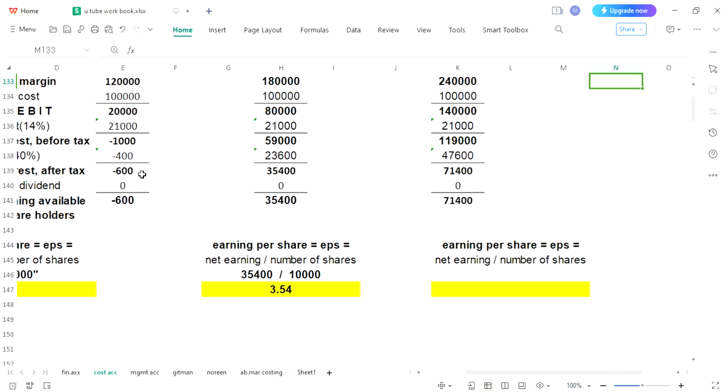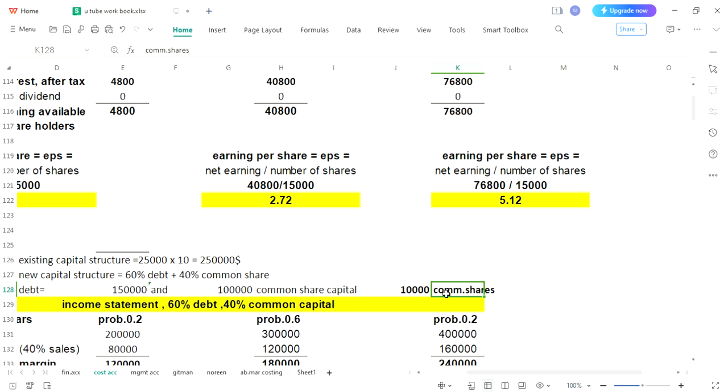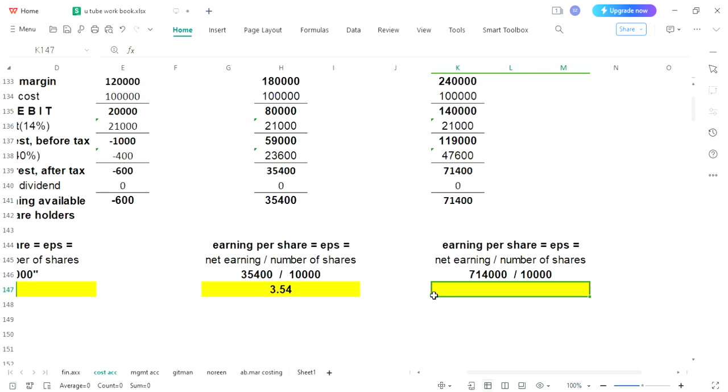It means we are now free to calculate earning per share for the last part, for which we need net earning. Net earning for this part is 714,000, and we need to divide it by the number of shares, which is 10,000. For this part specifically, we have calculated the number of shares as 10,000. After which we are open to calculate EPS by dividing net earning by the number of shares.